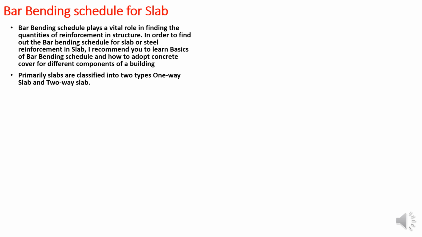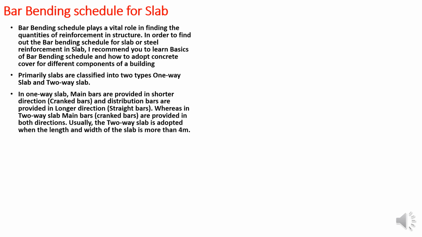Primarily, slabs are classified into two types: one-way slabs and two-way slabs. In one-way slabs, main bars, that is the crank bars, are provided in the shorter direction, and distribution bars, that is straight bars, are provided in the longer direction. Whereas in two-way slabs, main bars, the crank bars, are provided in both directions. Usually, a two-way slab is adopted when the length and width of the slab are more than 4 meters.